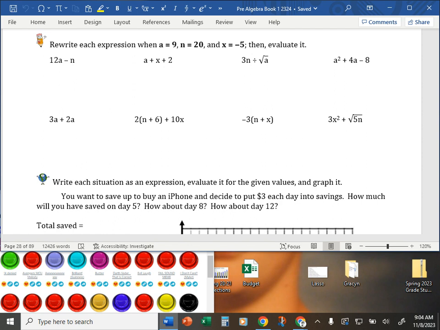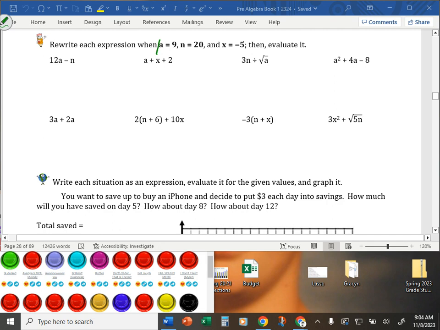So the first one, 12a minus n. What operations are involved in here? If you were to verbalize that, what would that be? What does that say, Melina? Multiplication and subtraction. Good. 12 times a minus n. So whatever a is, we're multiplying that by 12 and then subtracting n.